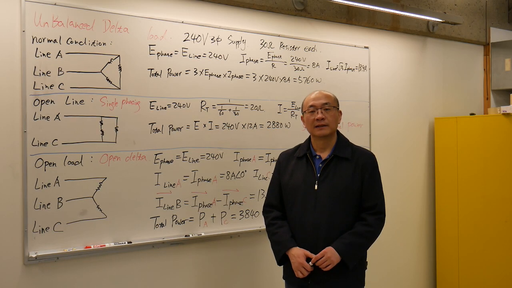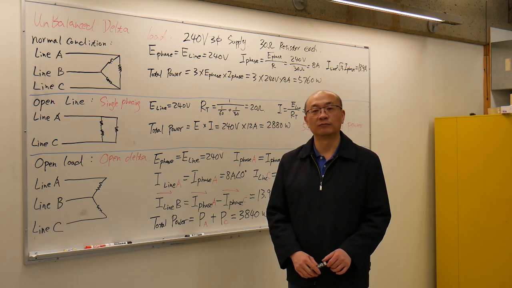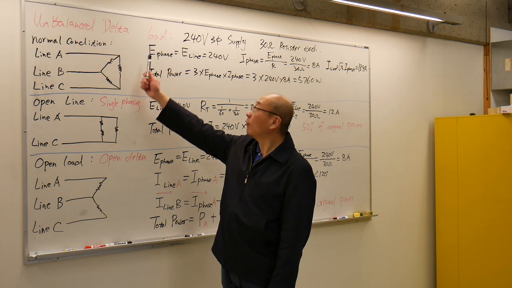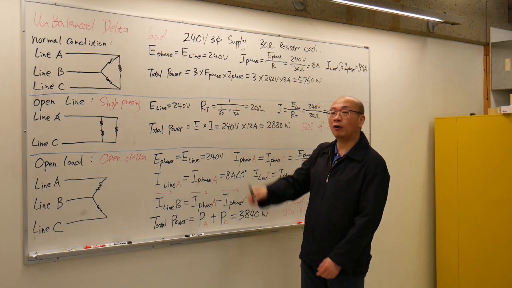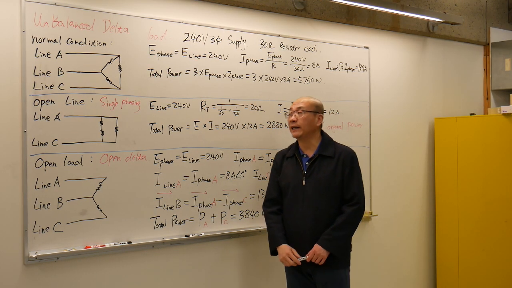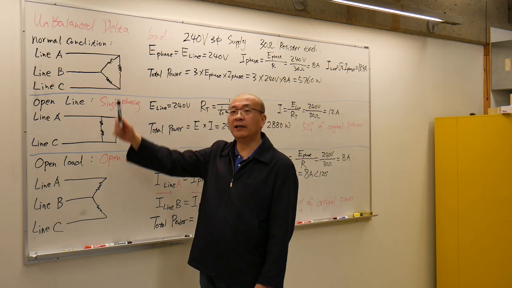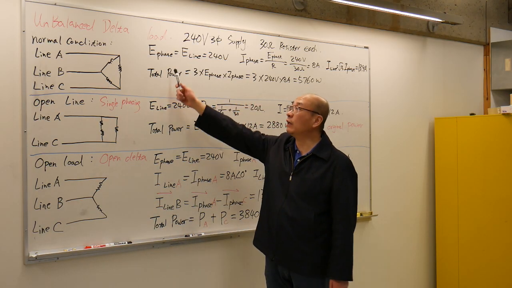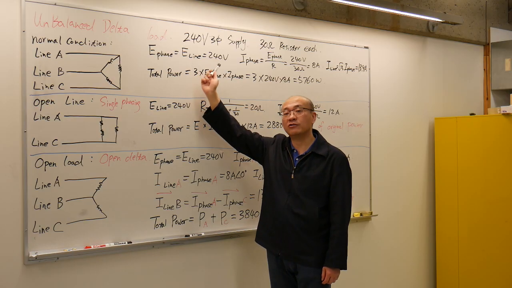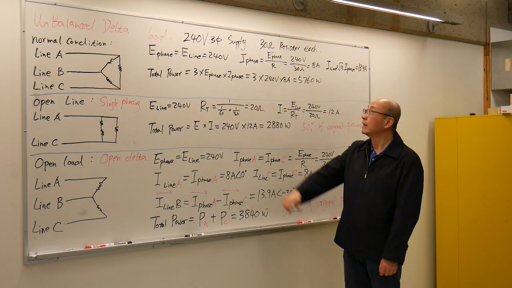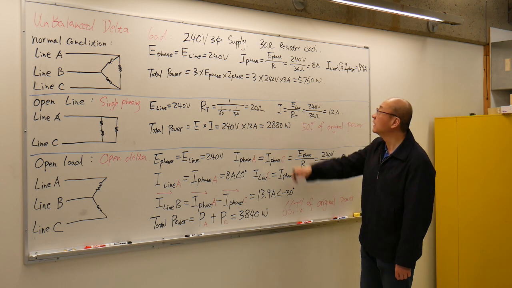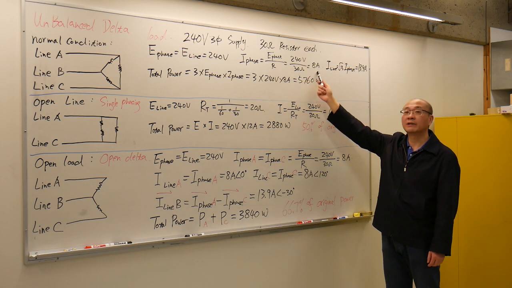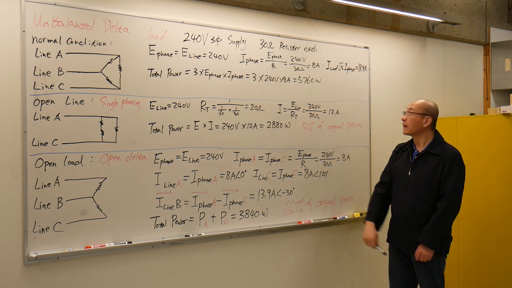Hello everyone. This lesson we're going to discuss unbalanced delta load. So we still have a 240 volt three-phase supply. We have a 30 ohm resistive load connected in delta. Under normal condition, we know the phase voltage equals the line voltage, which is 240 volts. The phase current is going to be phase voltage divided by the resistance. 240 divided by 30 ohm gives us 8 amps.